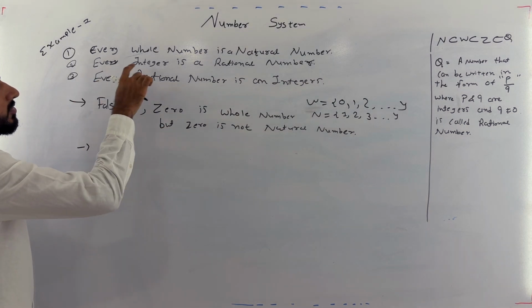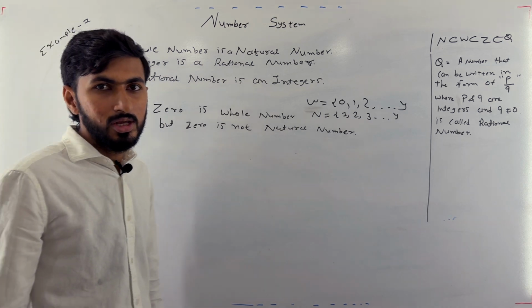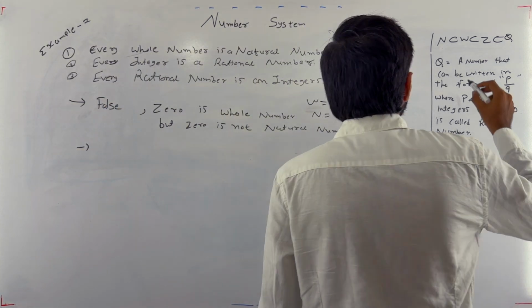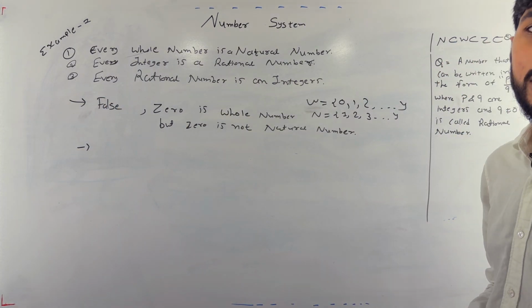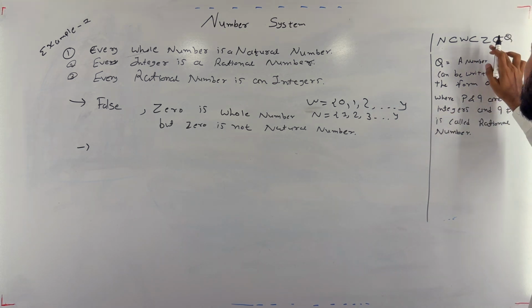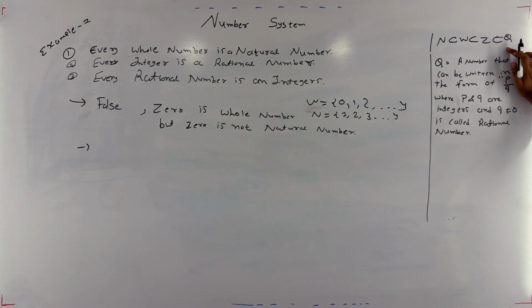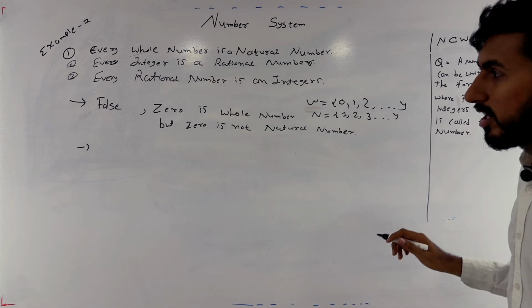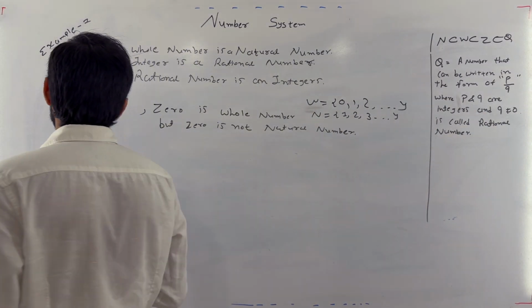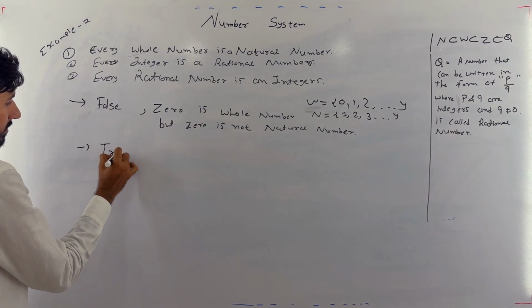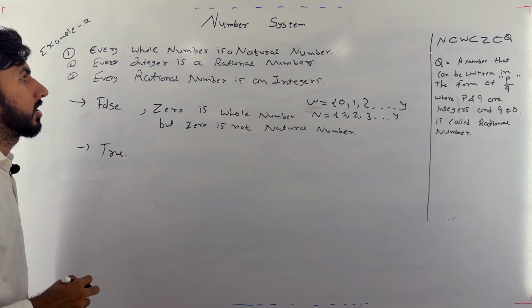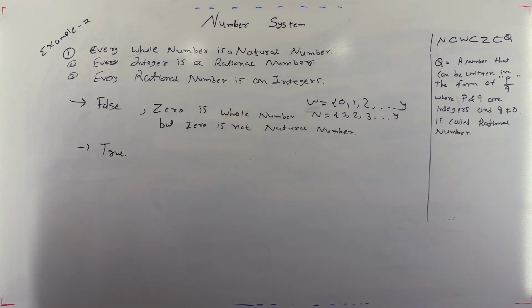The second is: every integer is a rational number. Now, in our language, integer is a state, that is UP, and it asks whether an integer is a rational number, that means UP comes under India. Then we all know that it is right. So the statement is true. Now we have to mention why this is true.